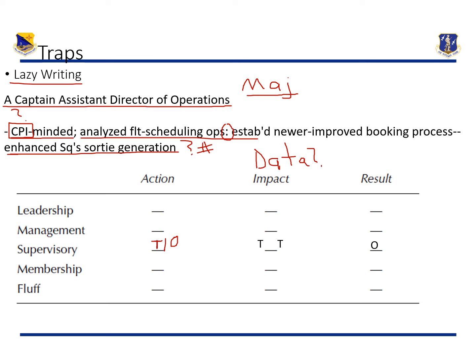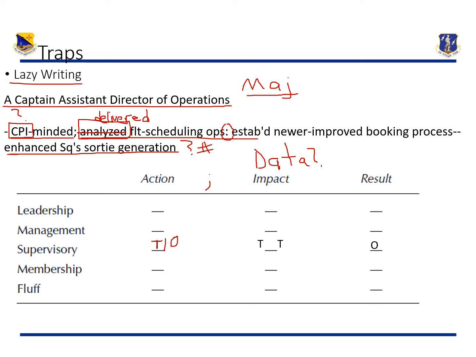Then let's look at analyze flight scheduling ops, the impact. The impact itself is more of an action. It doesn't have an impact. It just says he analyzed, right? So I would have gone with maybe delivered. That's more of an impact-measured type of action verb. Delivered, maybe, flight scheduling ops. So let's put that.